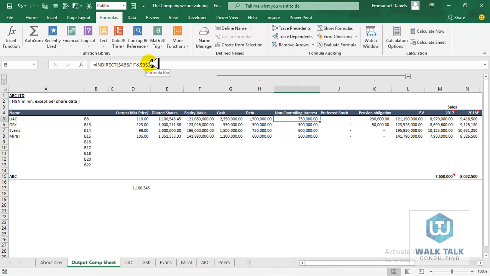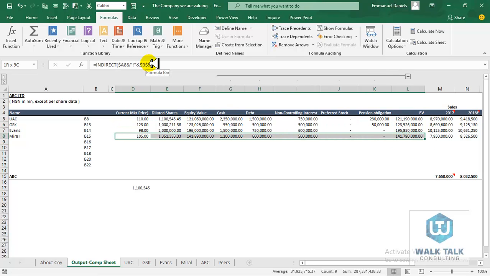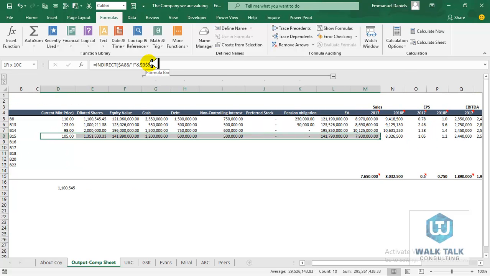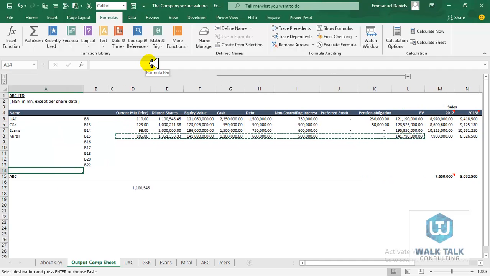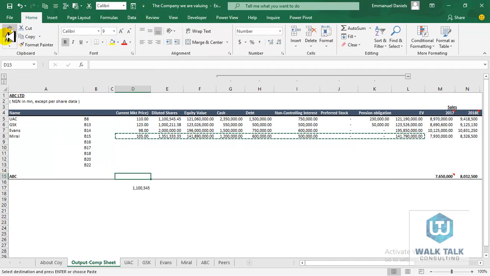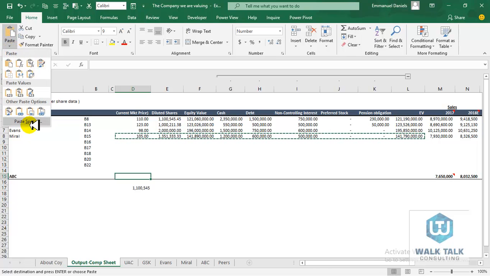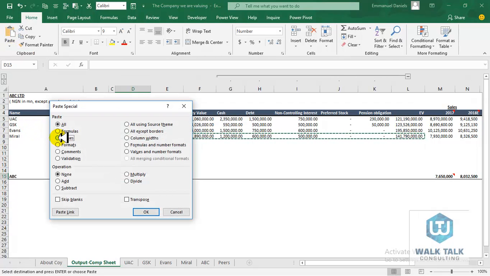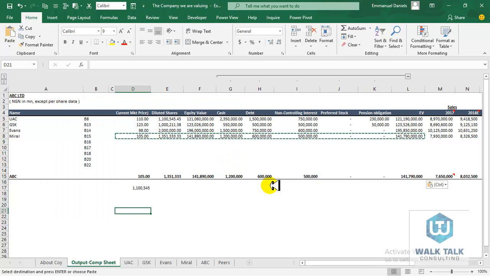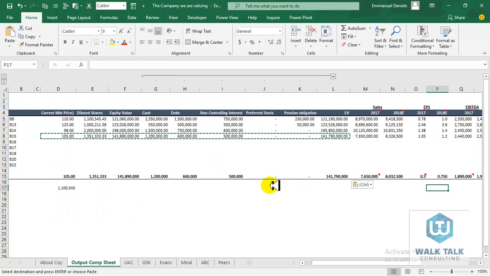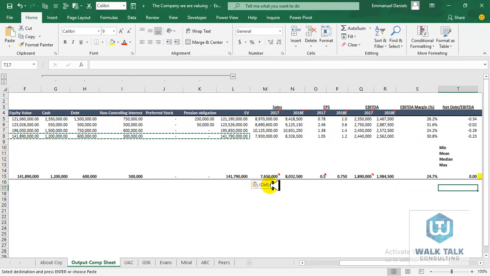So you can see how to do this. I can just copy this and do the same thing up to the enterprise value. I want to do it for ABC. I'm going to use paste formulas so that I don't alter the formatting. Paste formulas. So you can see how to use the INDIRECT function to extract information from different sheets across the workbook.